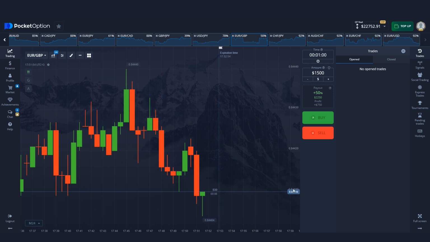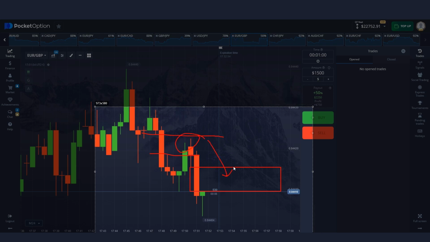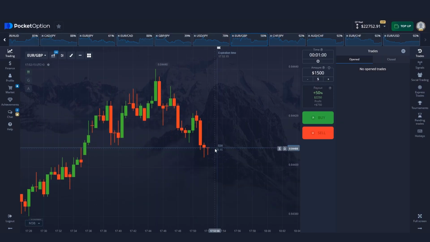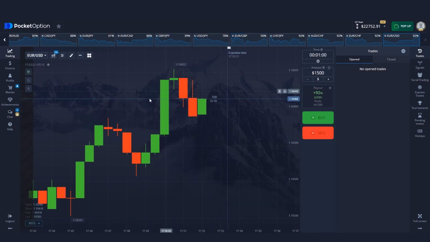Euro British pound. I see a very good imbalance here. These are the very empty candlesticks where there was no trade. That is, the candlesticks are empty and they will be magnets. As you can see, in this situation, the price came in, covered the imbalance and went down. So now I just need to find a currency pair on which the imbalance will be present near the current price values.